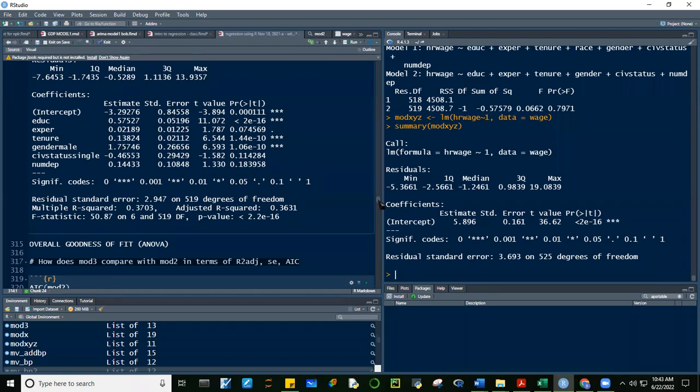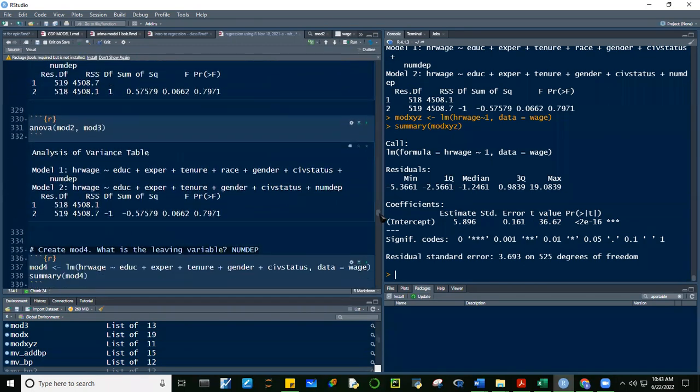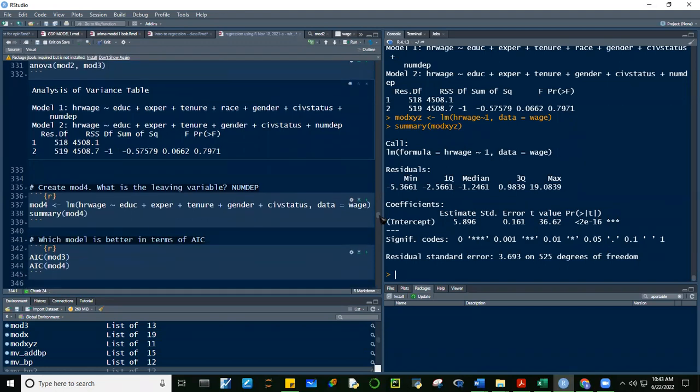So, going down here. Model 4. What is the leading variable, number of dependents? Yan. So, wala nang, lima na lang to, no? Education, experience, tenure, gender, civil status. Wala na si race. Wala na si number of dependents. Let's run this.